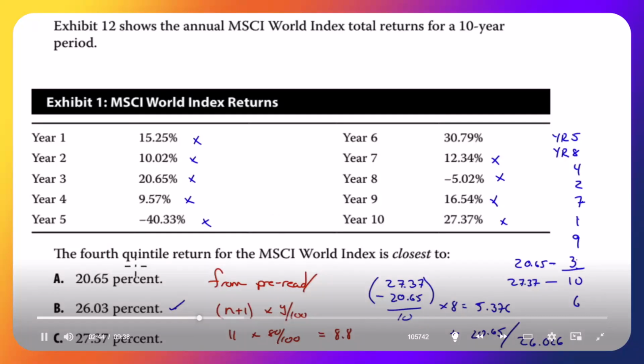Okay, the fourth quintile return for the MSCI World Index is closest to. Fourth quintile return is the same as the 80th percentile. So first thing we're going to do is rank them. What I've done through here is I've looked for the lowest number, negative 40.33. I put a little X there. I say that's year 5.